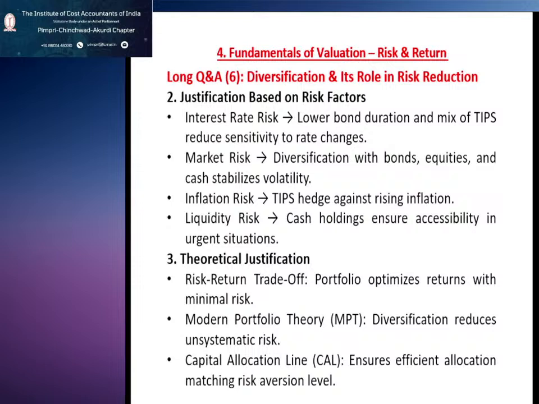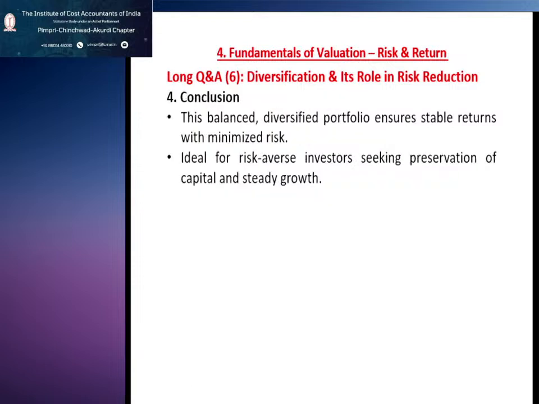Theoretical justification over here is that the risk return trade-off is achieved. Portfolio optimizes returns with minimal risk. Modern portfolio theory is all about diversification, which reduces unsystematic risk, and the capital allocation line, that is CAL, ensures efficient allocation matching the risk aversion level. So to conclude, this balanced diversified portfolio ensures stable returns with minimized risk, and this is ideal for risk averse investors seeking preservation of capital and steady growth.